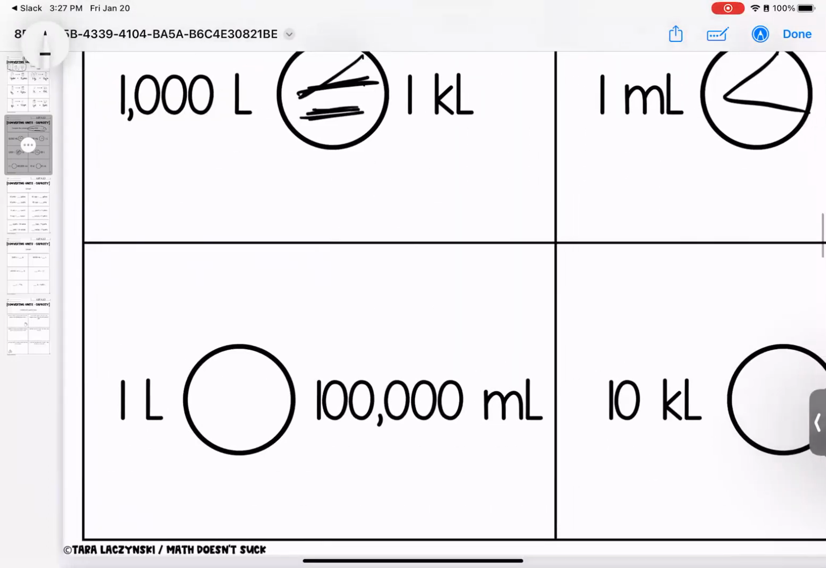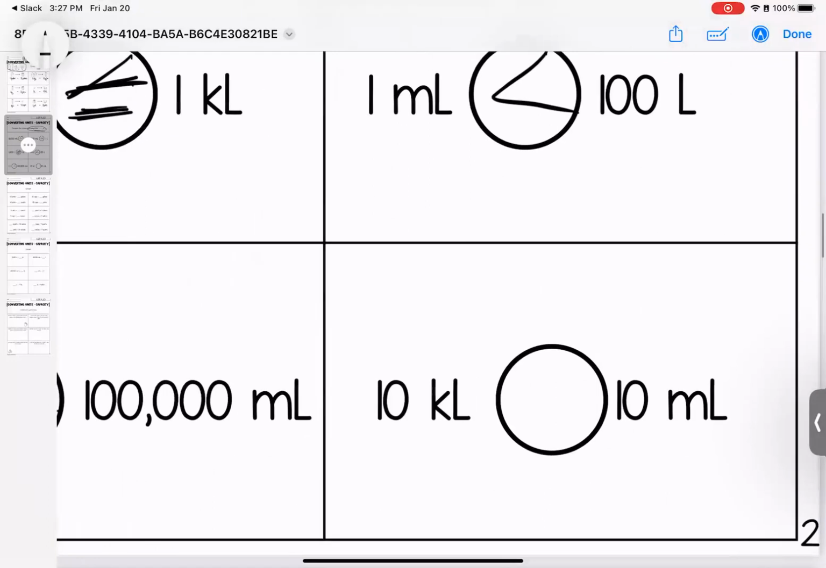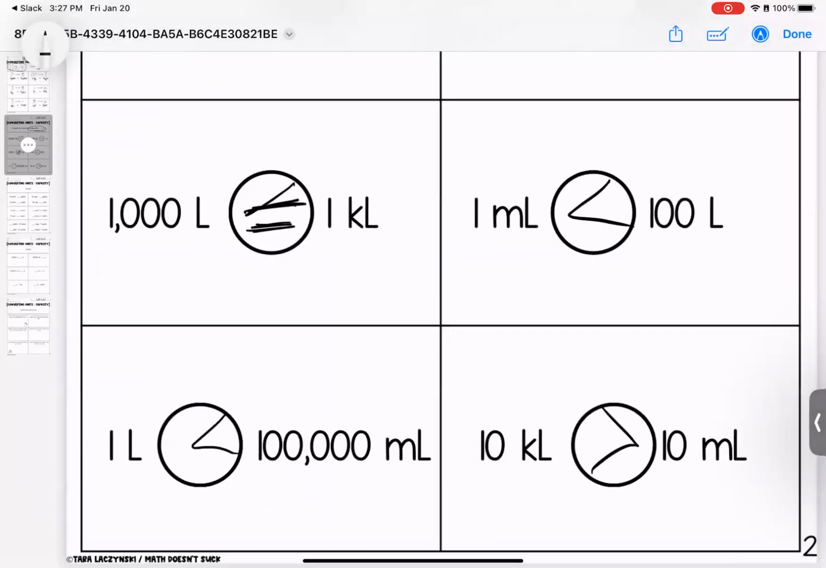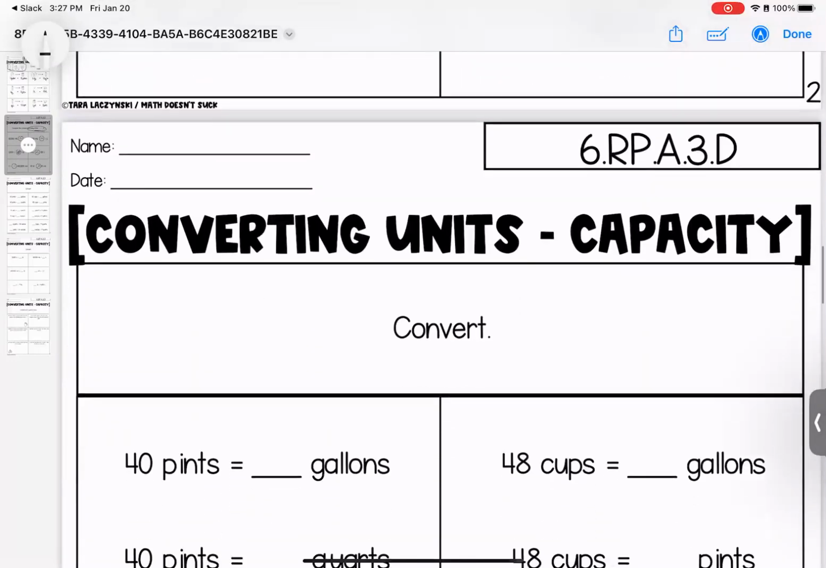1 milliliter is less than 100 liters. Over here, 1 liter is less than 100,000 milliliters, and 10 kiloliters is greater than 10 milliliters. Any questions on these? Bring them to class.